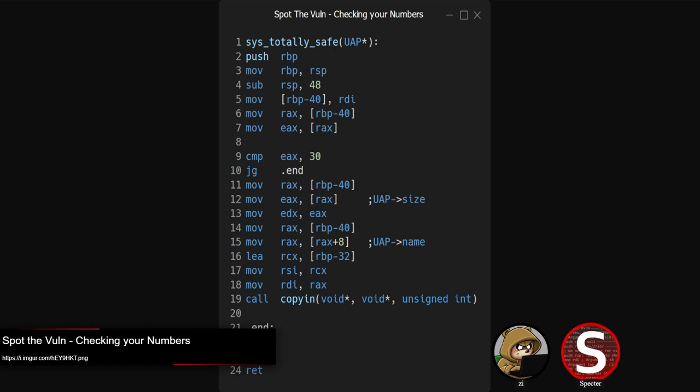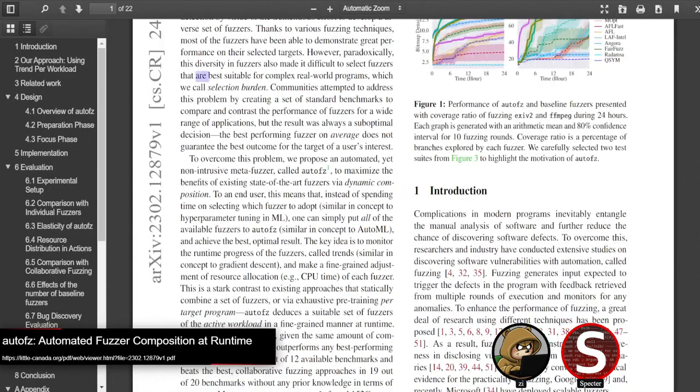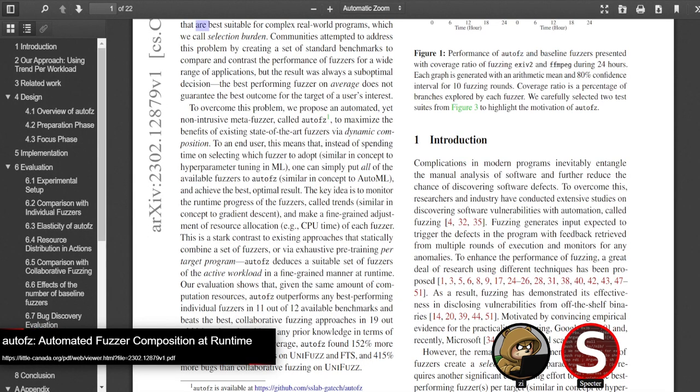Yeah, so let's get into our first topic, which is a fuzzing paper coming out of Georgia Institute of Technology on automated fuzzer composition at runtime. And if you don't exactly know what that buzzwordy title means, don't worry, I didn't either. But what this paper is about is basically letting automation, in the form of this autofz tool, take over your fuzzing campaign management, particularly when it comes to what fuzzer to run.